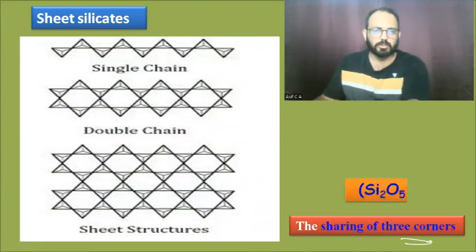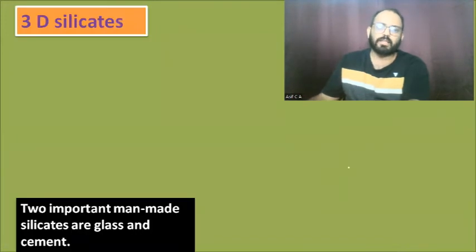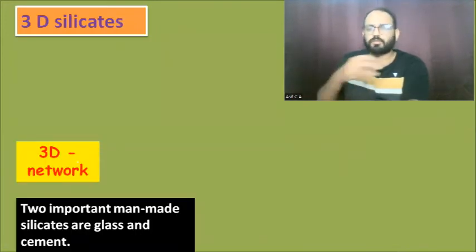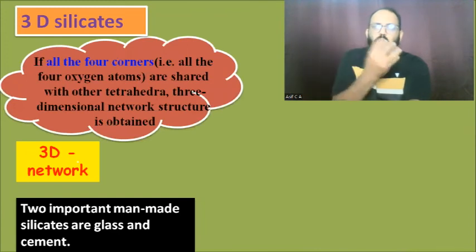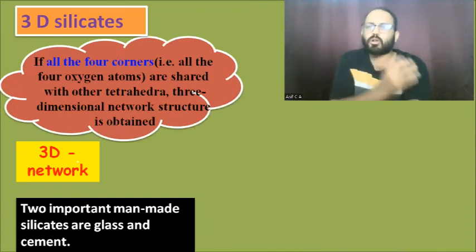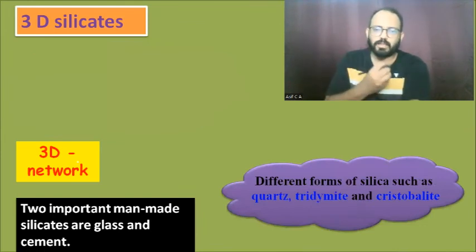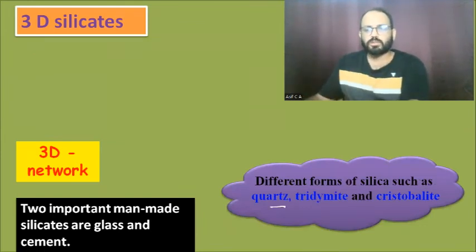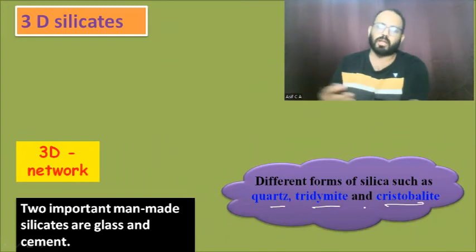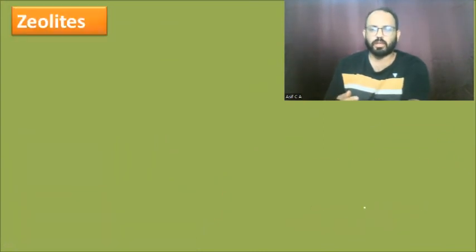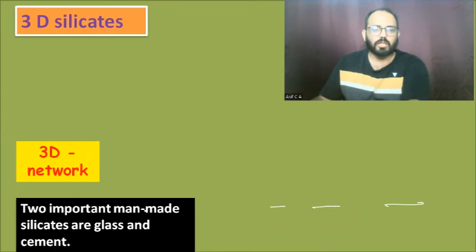Sheet silicates you can able to see the example Si2O5 2n minus. 3D silicates na it is forming a 3D network. ஏன்னா 4 corners ஷேர் பண்றாங்க. They are sharing 4 corners. இந்த 4 corners ஷேர் பண்ணிட்டு ஃபார்ம் பண்றது தான் 3D silicate. அந்த 3D silicates தான் நம்மளோட quartz, tridymite and cristobalite. இதெல்லாமே 3D silicates தான். ஓகேங்களா? And just remember there are two important man-made silicates as well, glass and cement. Glass and cement are the man-made silicates.